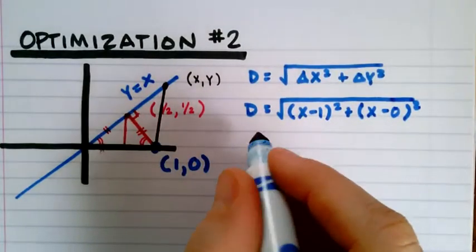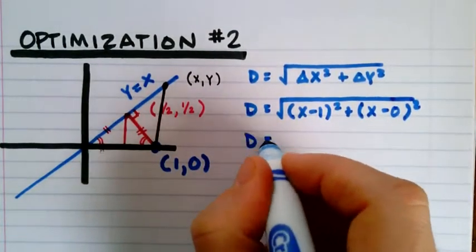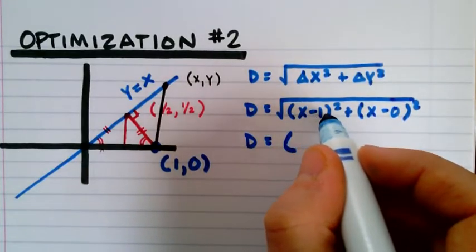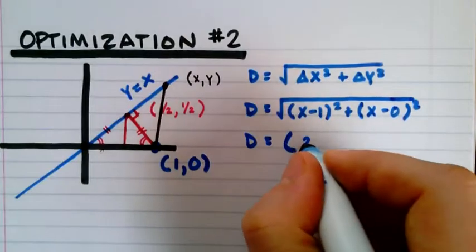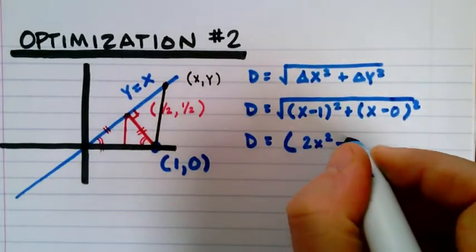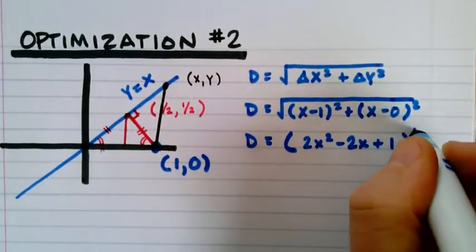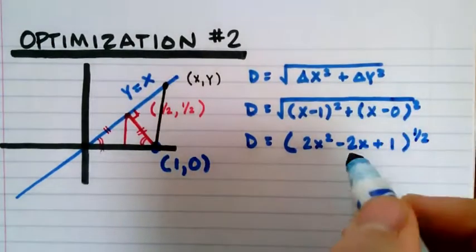And then I am going to go ahead and simplify this a little bit. So this is x squared minus 2x plus 1, and that's another x squared. So it's going to be 2x squared minus 2x plus 1 to the 1/2 power. So this simplifies to this.